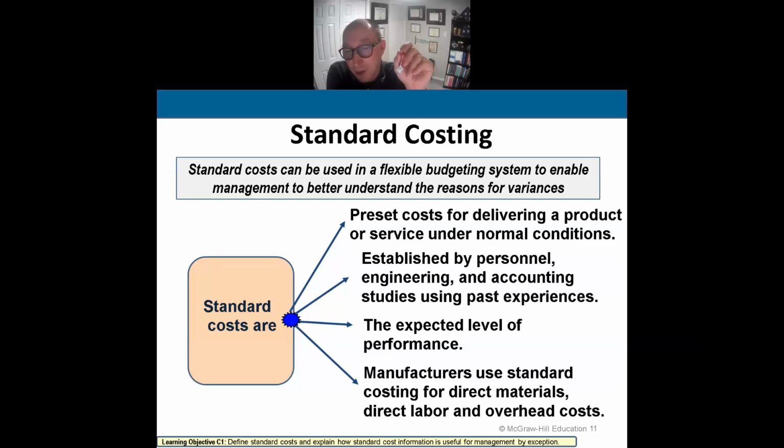This is the cost that I would expect to pay. This is my normal cost. This is my standard cost. This is my budgeted cost. This is what I would normally pay. We use standard costs for direct materials, direct labor, and factory overhead.